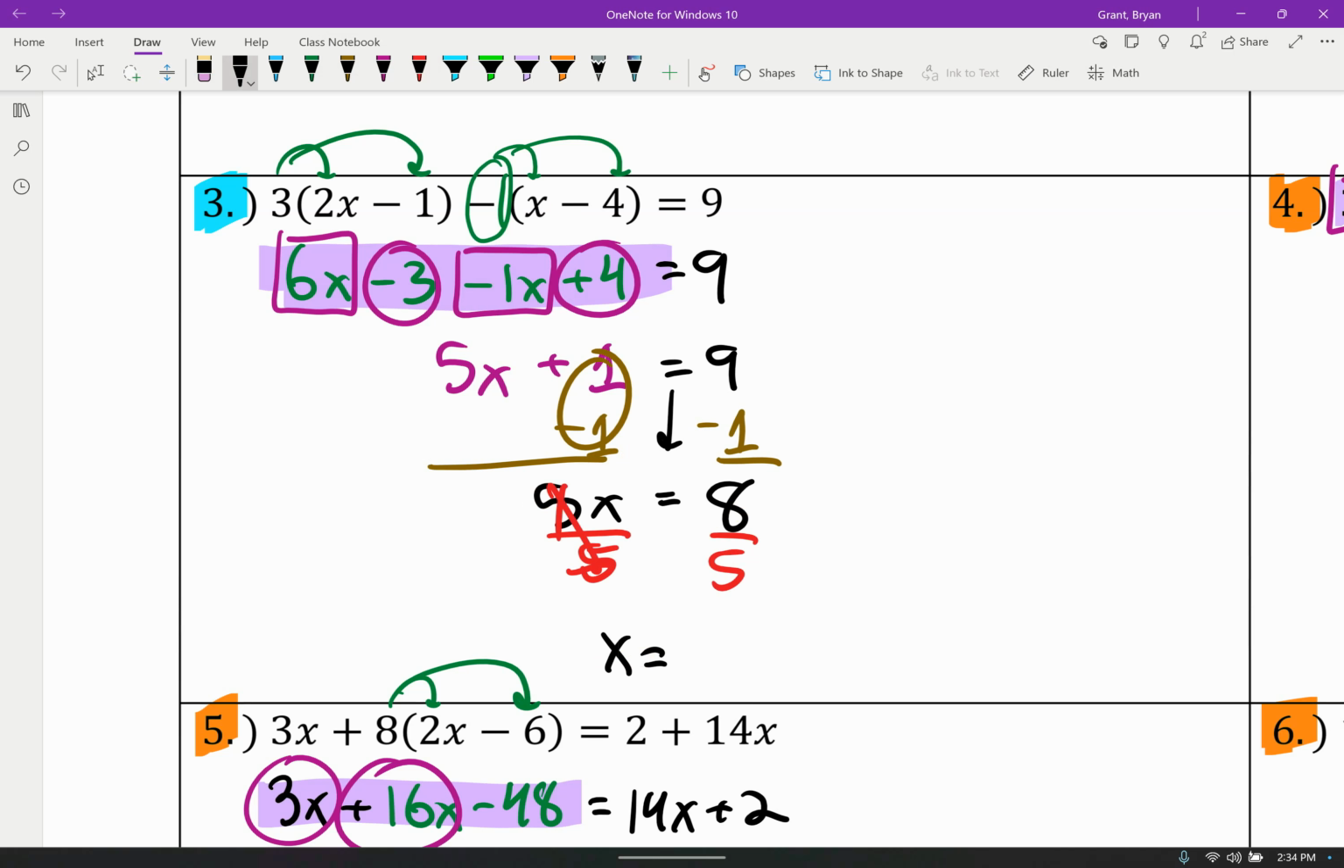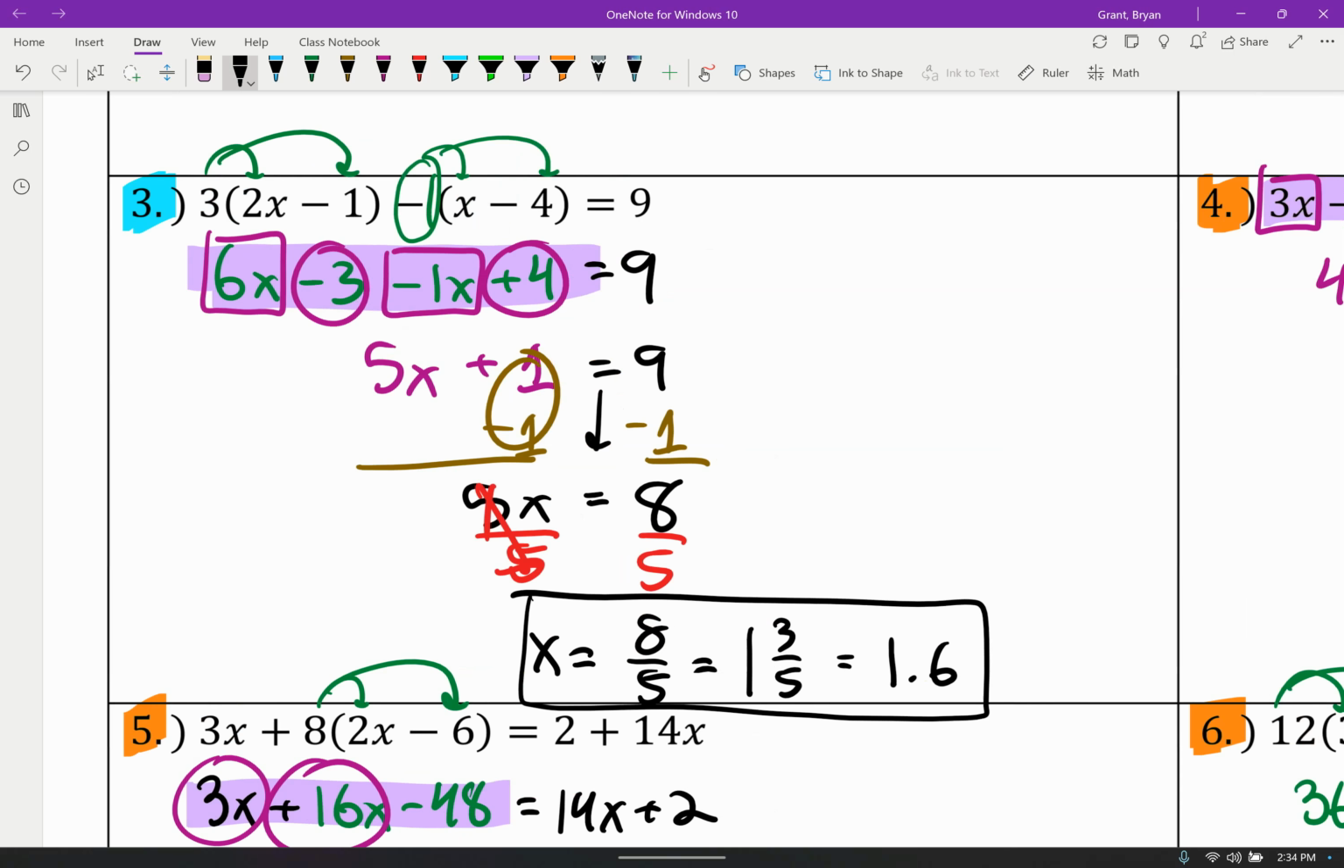$8 divided amongst 5 people. Not everyone gets the same amount. So you can actually leave it as that fraction, 8 over 5. That's fine. You could say that it is 1 3/5 if you're comfortable with fractions. Or if you try this on your calculator, then you're going to end up getting 1.6 exactly. Perfect. 3 to go, and we are done.